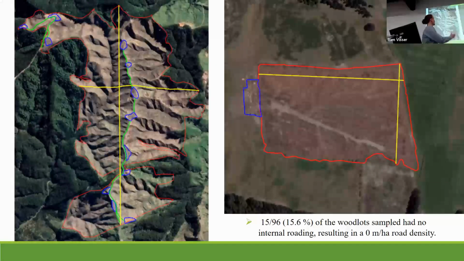On the left-hand side of the screen, you can see the case where no internal roading was found for a woodlot. This occurred in 15 of the 96 woodlots total, and obviously resulted in a road density of 0 meters per hectare. Overall, these woodlots were generally very small in size. 14 out of 15 of them were less than 15 hectares in size, with an overall average size of only 6.2 hectares.